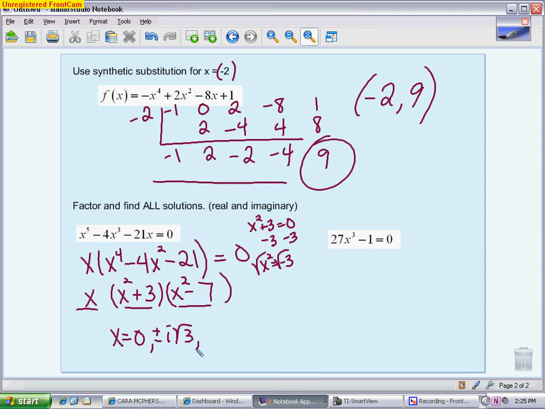And then what makes x squared minus 7 equal to 0? Again, you can come off to the side to do a little work. Add 7 to both sides, so you get x squared equals 7. Take the square root of both sides. This time we don't have to worry about an imaginary, and 7 does not simplify, so we get plus or minus the square root of 7.